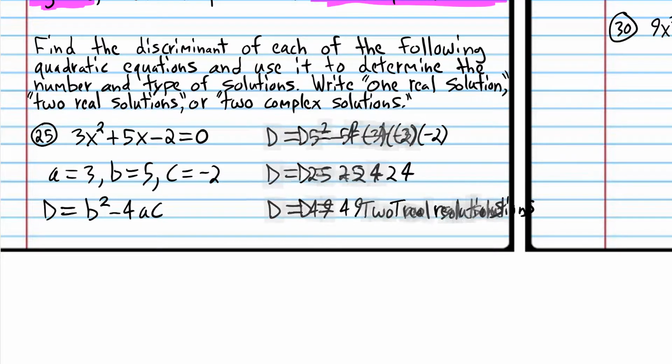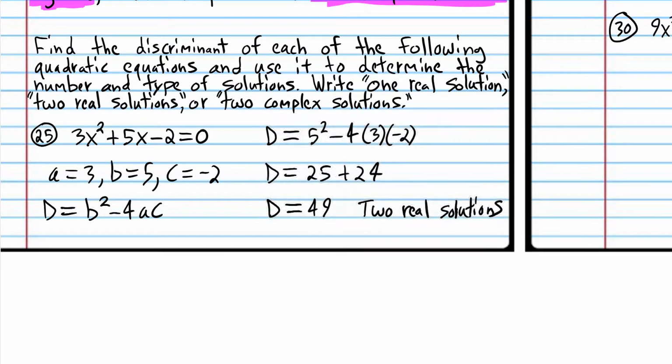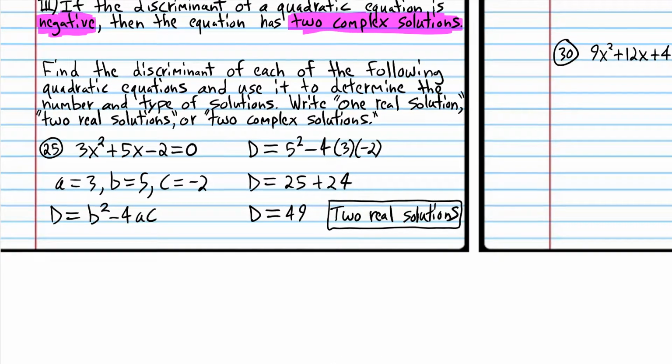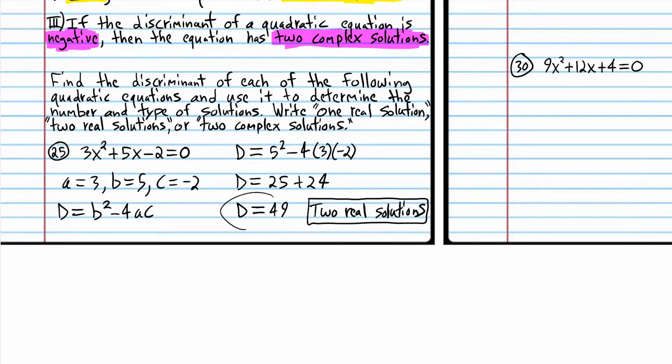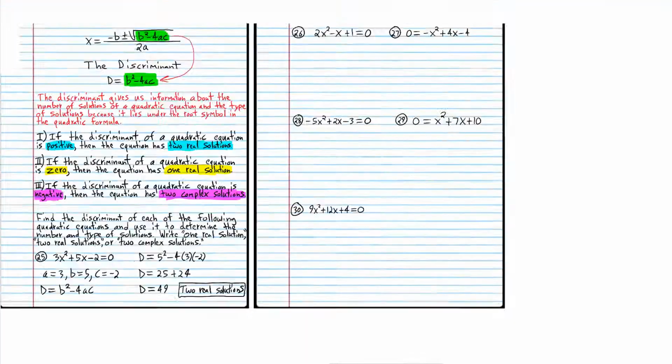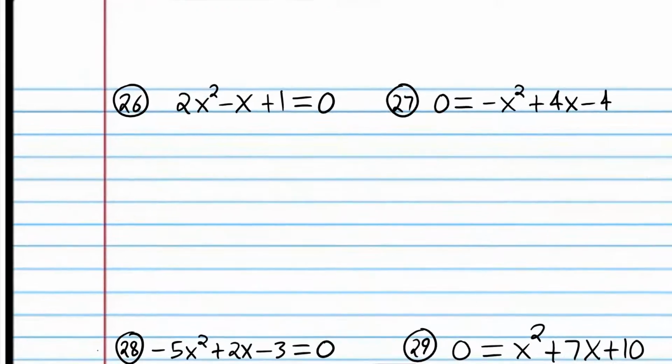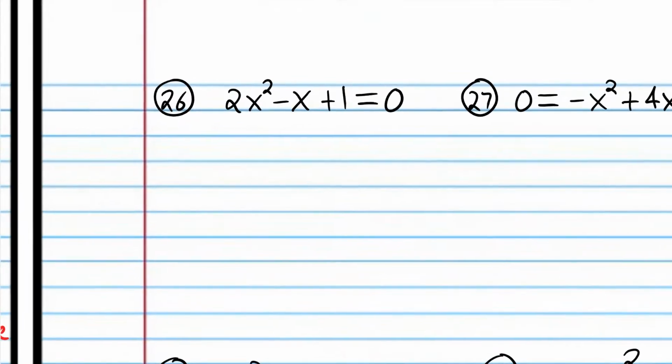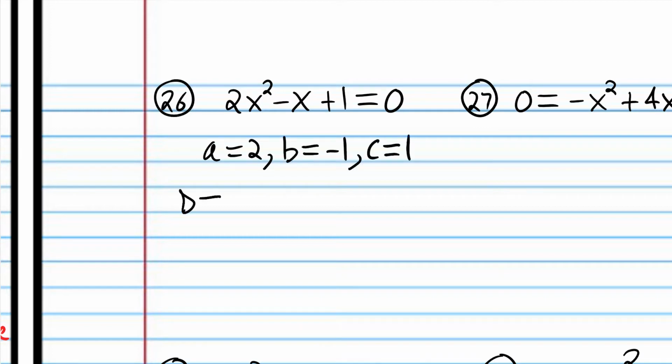So again, the discriminant tells us the type of solutions. They're real solutions, and it tells us the number of solutions. There are two real solutions because the discriminant was positive. You're going to see these types of problems in the math curriculum. So again, we're going to label the constants. Then we're going to write what the discriminant is, and then we're going to find the discriminant by plugging in the numbers.